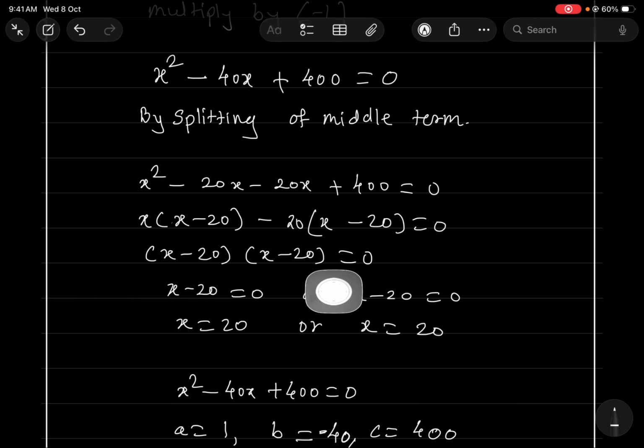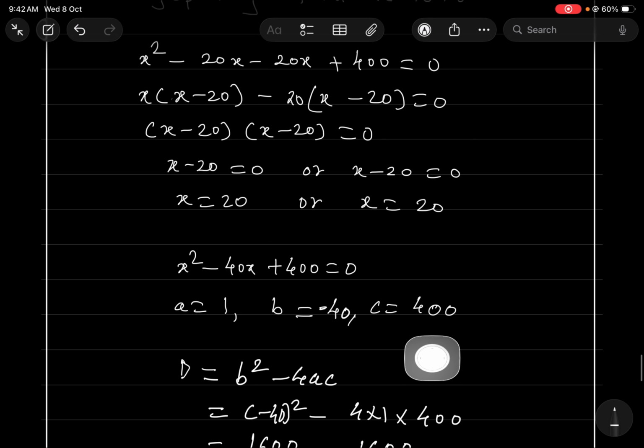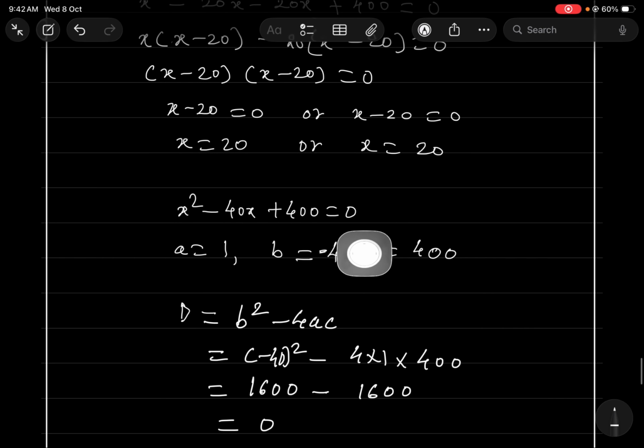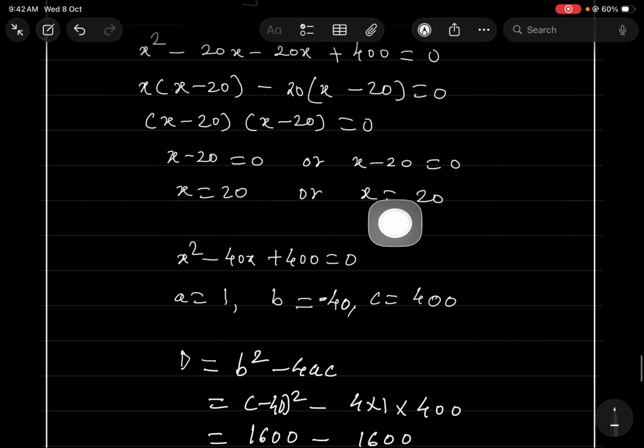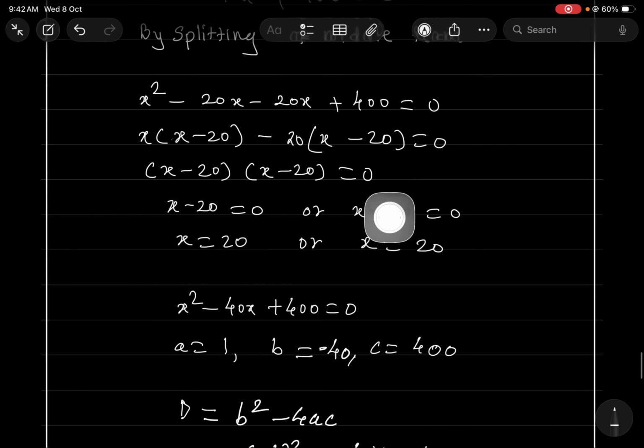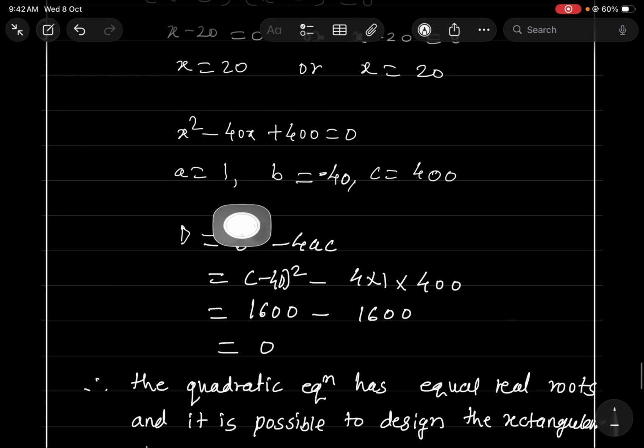So x minus 20 and x minus 20 equal to 0. So x minus 20 equals 0 or x minus 20 equals 0, so x equals 20 or x equals 20. This means the roots are the same. And there is another way we studied in this exercise, which you can also use here. Splitting the term is possible, and this method also can be used.